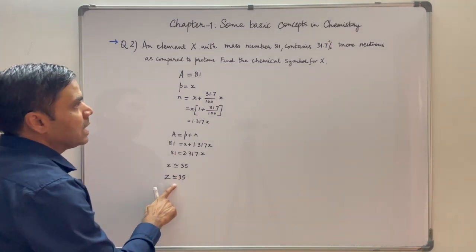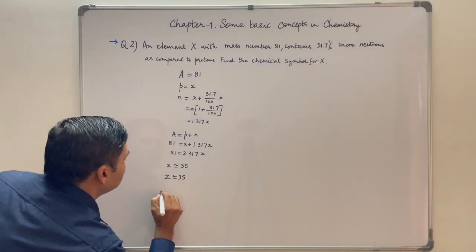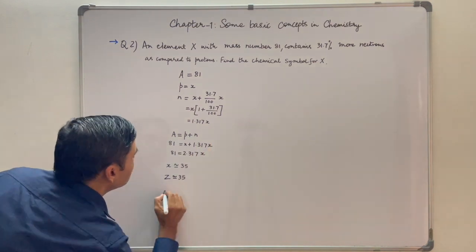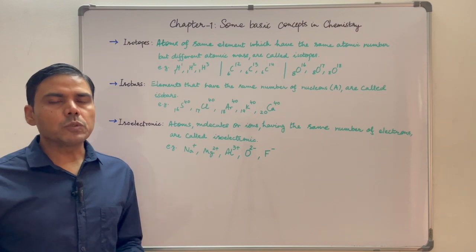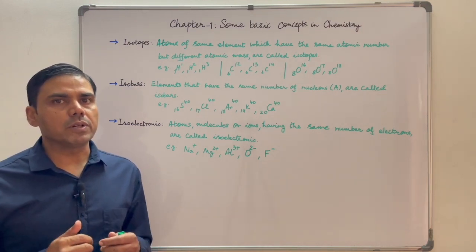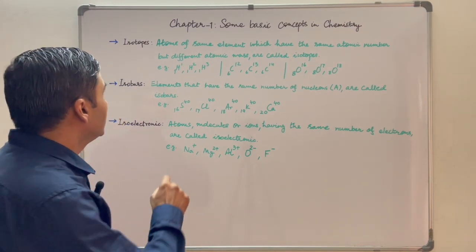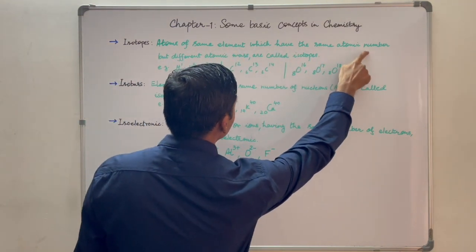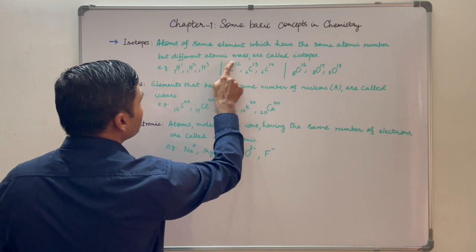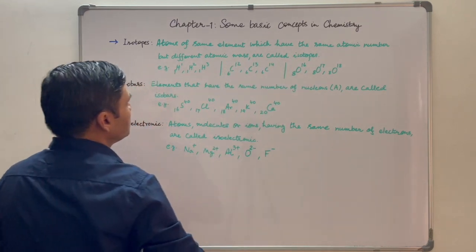And that is element bromine. So X is bromine, Br. Now we will see isotopes, isobars and isoelectronic. First, isotopes. Atoms of same element which have the same atomic number but different atomic mass are called isotopes.